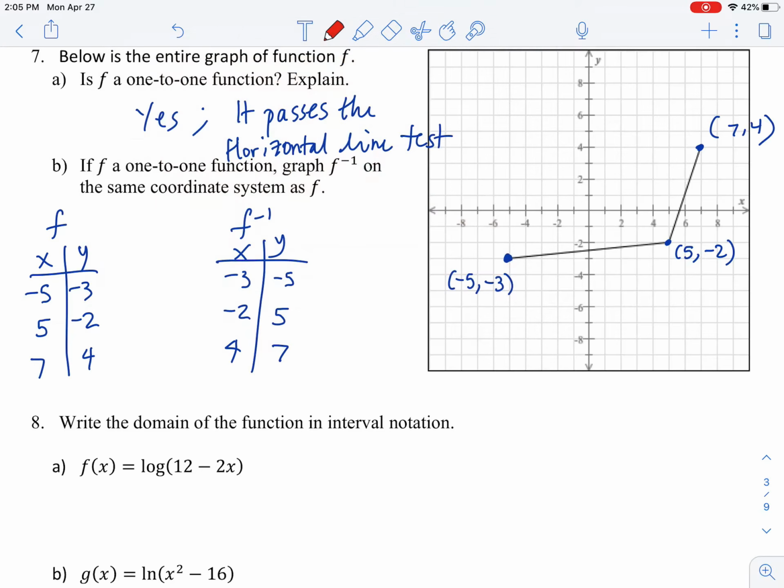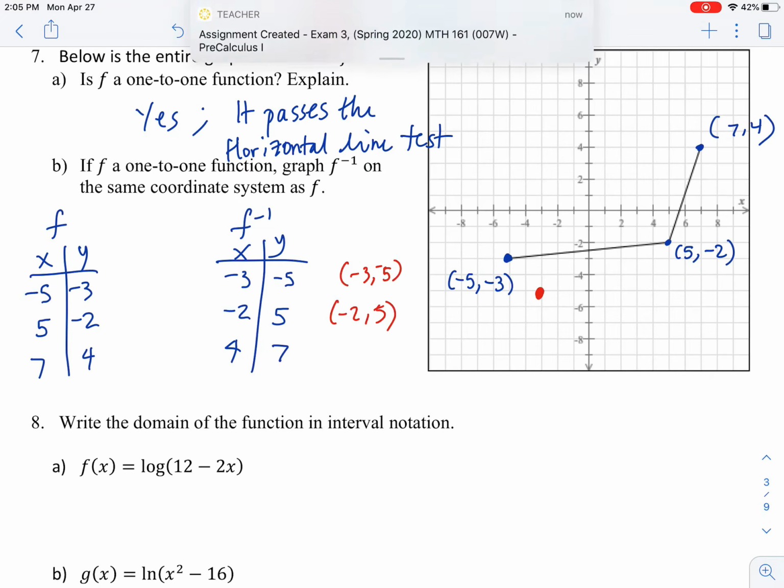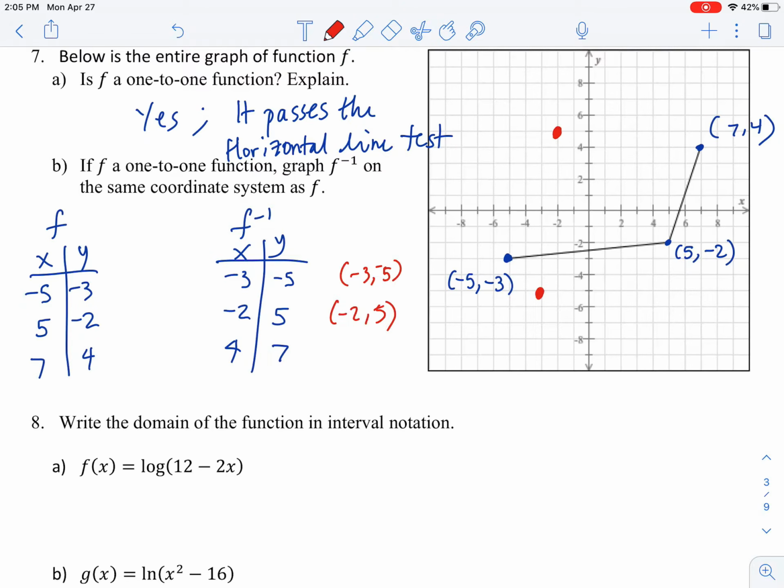So let me go ahead and plot these. Plot -3, -5: 3 to the left, down 5. Here's the first one. Next one, -2, 5: 2 to the left, up 5. And then 4, 7: 4 to the right, up 7. There we go. And then I'm going to go ahead and connect them.